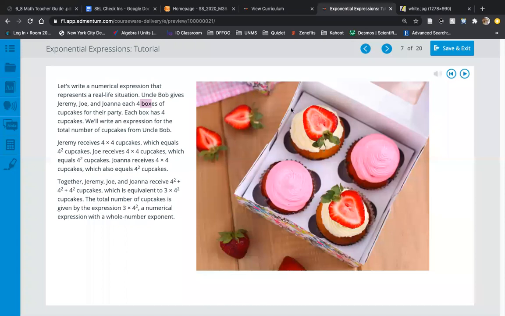So let's see. Again, it usually helps to draw this out. So let's just draw Jeremy, right? So let's say this is Jeremy. How many boxes of cupcakes does Jeremy have? Right? It says that each of them has 4 boxes. So Jeremy has 4 boxes. 1 box, 2 boxes, 3 boxes, 4 boxes. And inside each of these boxes, he has 4 cupcakes, right? So this box here has, these circles are my cupcakes.